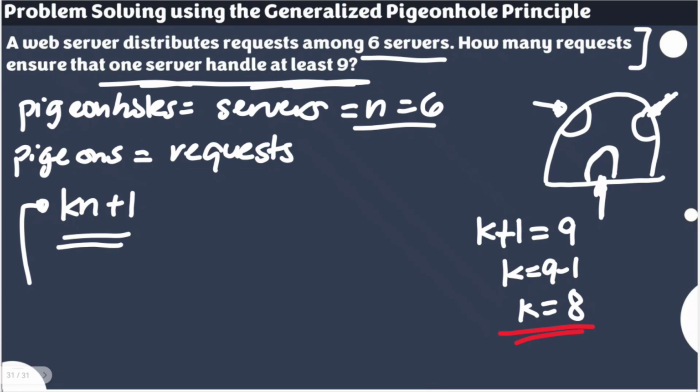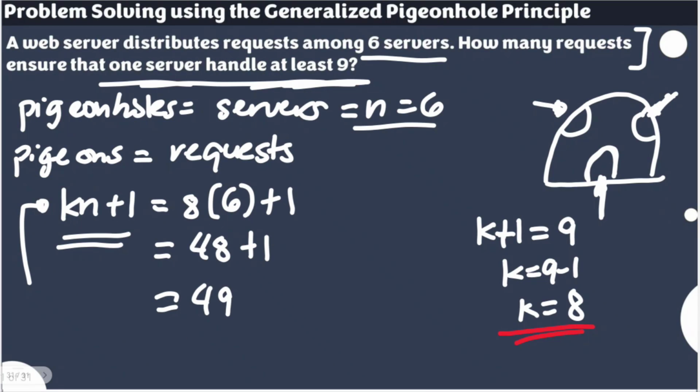So please take note of that, because it might be incorrect. Of course, we will be doing a sort of checking later on to verify our claim here. So with that k being 8, you have 8 times n, 6 servers, plus 1. That's actually 48 plus 1. You need 49 requests to ensure that at least one of those 6 servers will handle at least 9. How do we verify this if we are not yet convinced?